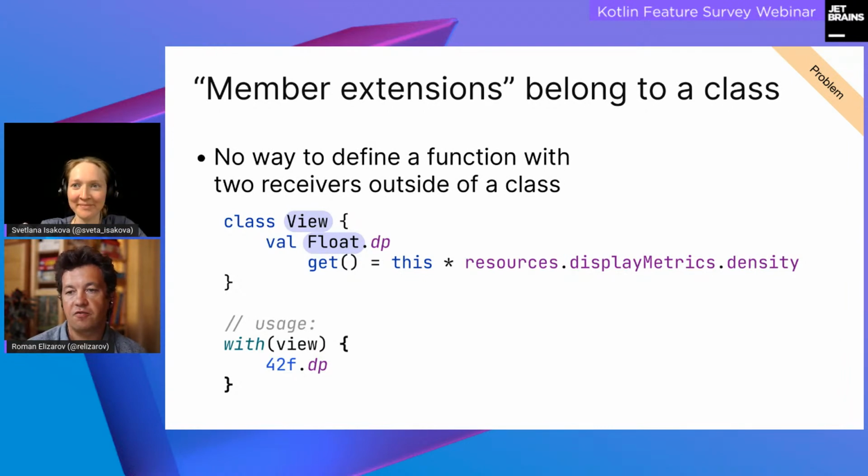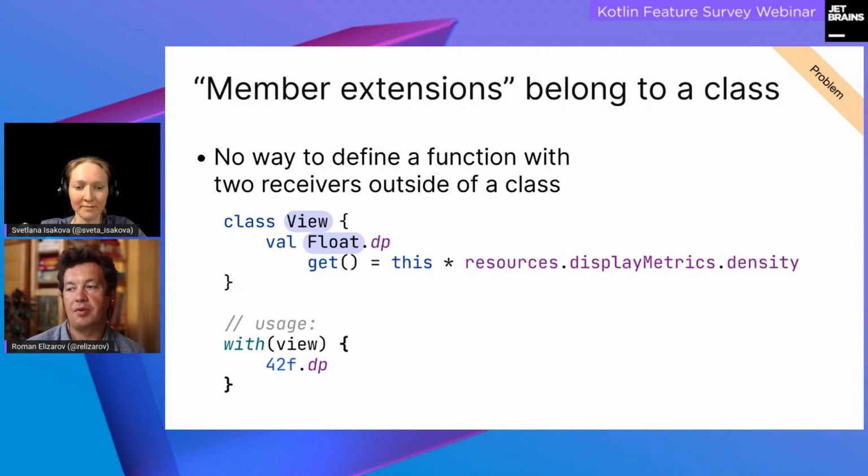There's no difference from member extensions, because if you look at this slide, the member extension DP actually has two receivers, and they have their own names. View is called a dispatch receiver, and float is called an extension receiver. Right now in Kotlin, the extension receiver float can be explicitly specified: you can take a float dot DP and call it, but the view dispatch receiver cannot. There's no explicit syntax to specify a dispatch receiver when calling member extensions. It has to be in the context, using with, and we have the same plan for those contextual receivers.